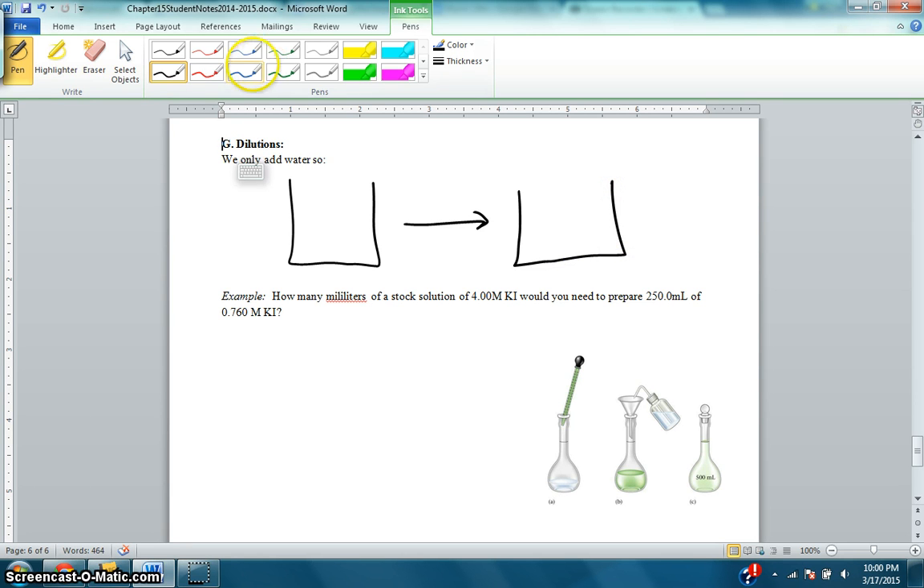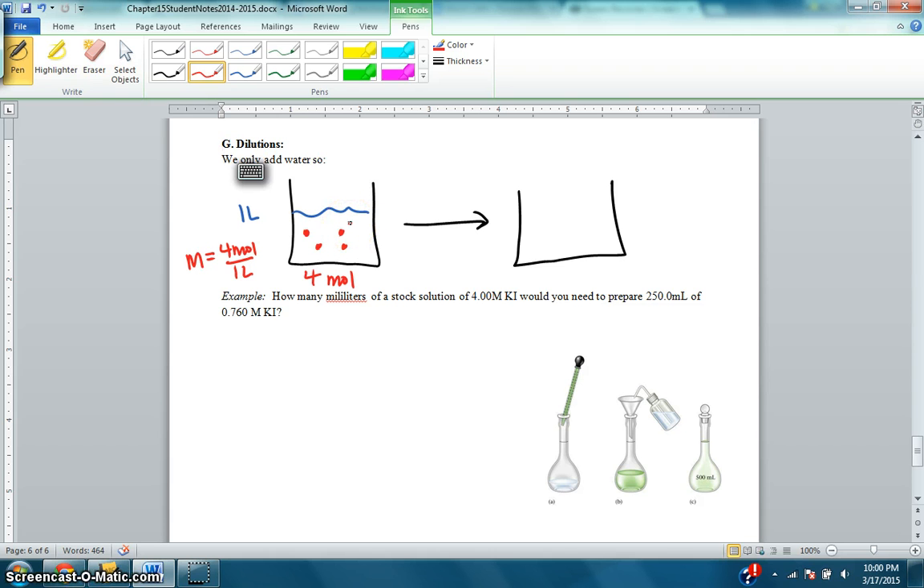So let's pretend that his Gatorade had a volume of 1 liter and that it had a concentration of 4 molar. So we're going to go ahead and put 4 moles. So we know that molarity is moles per liter. So his molarity was 4 molar for his Gatorade.